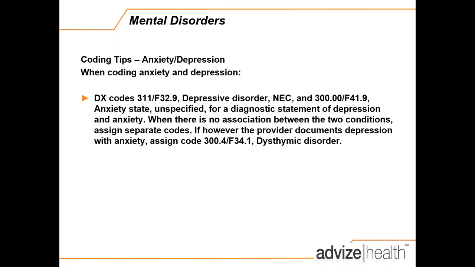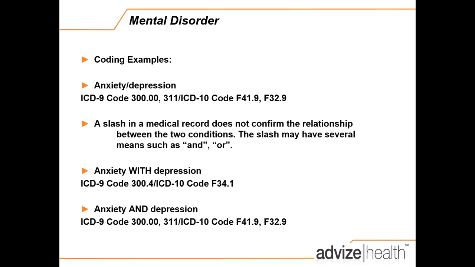So that's kind of what I just mentioned. If they're separate, we do them separately. If they're noted together, then we go to the F34.1. All right, mental disorders. Again, a few more examples. Anxiety/depression. We want to code the F41.9 and the F32.9, depending, again, on how it's documented.